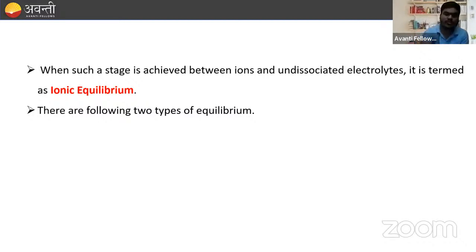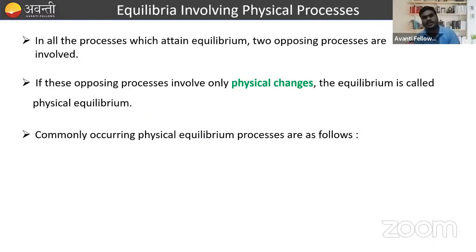Now, there are two types of equilibrium: equilibrium involving a physical process and equilibrium involving a chemical process. What do we mean by equilibrium involving a physical process? In all the processes which attain equilibrium, two opposing processes are involved. If these opposing processes involve only physical changes, the equilibrium is called physical equilibrium.